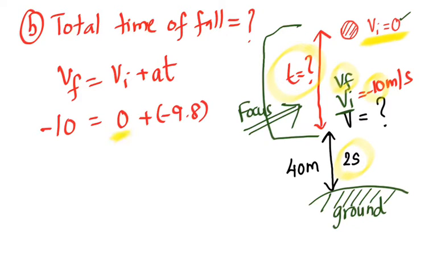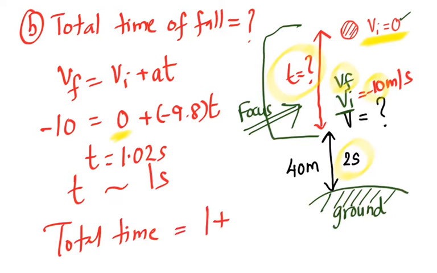Knowing this, we can substitute in the formula. Acceleration will be negative 9.8 as usual because it's free fall, and we get the answer approximately to be 1 second. But that's not the end of the answer because we want to find the total time. So we have to add this 1 second to the 2 seconds. The 2 seconds is for the last 40 meter and 1 second is for the top part. We add that and we get the answer as 3 seconds.